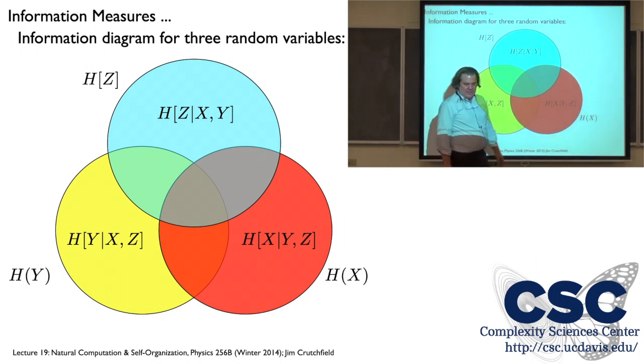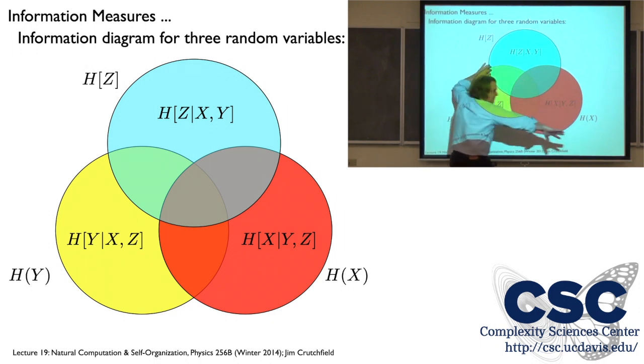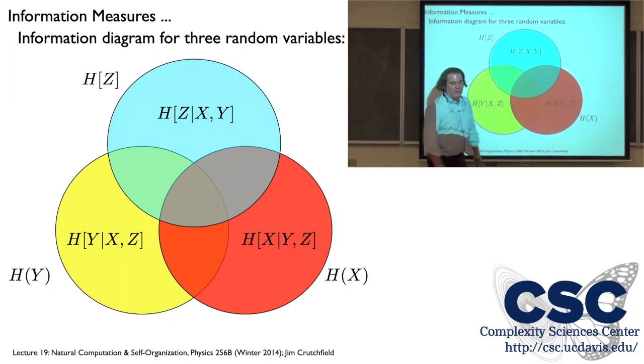Okay, let's see. So what would this piece be here? That's an intersection between z and x. That would be the 2 variable mutual information between x and z, 2 variable mutual information between z and y, 2 variable mutual information between x and y here. But what's this piece? It's the mutual information between x and z conditioned on y.